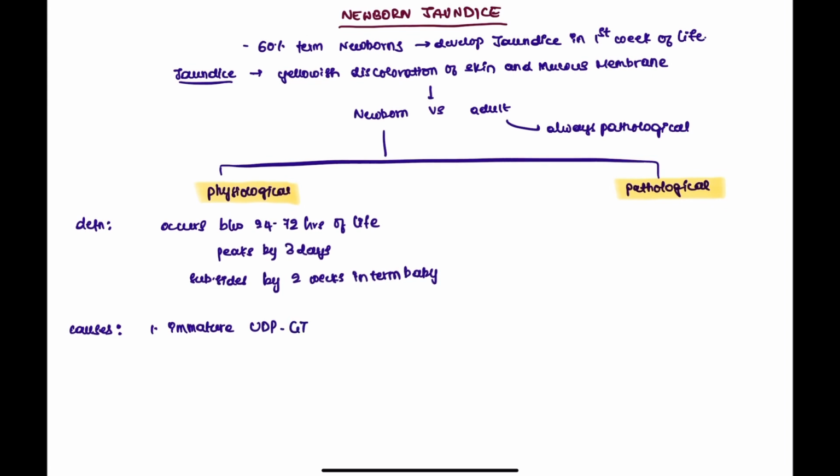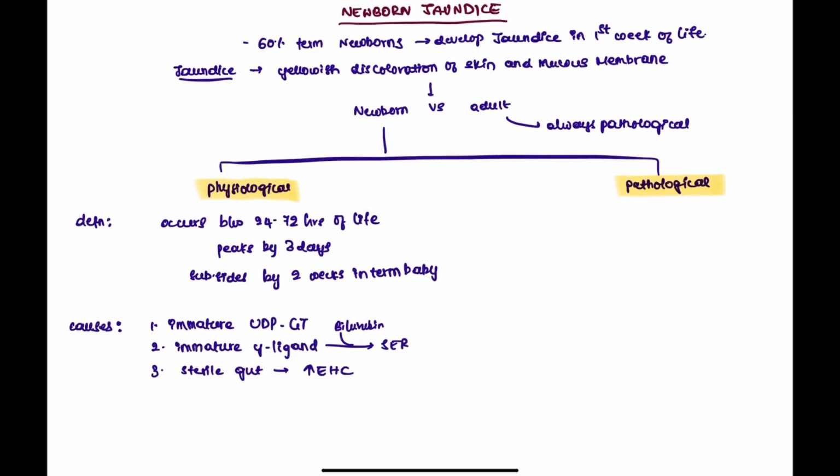The second is the immature Y ligand, which is responsible for transport of the bilirubin to the smooth endoplasmic reticulum within the cell so that conjugation can occur. And lastly, the sterile gut of the newborn, where there is no gut flora, which increases the enterohepatic circulation, thereby causing hyperbilirubinemia and jaundice.